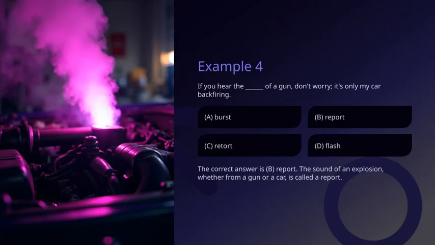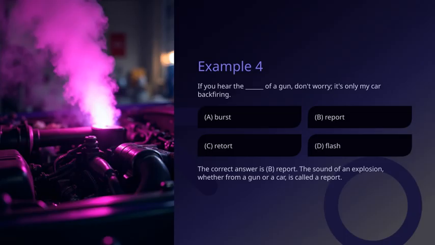In this sentence, we hear the phrase, "If you hear the of a gun." Now, the key word here is report. When we talk about the sound of an explosion, whether it's from a gunshot or even a car backfiring, we refer to it as a report. Notice that the options include burst, retort, report, and flash. The correct choice is report, because it specifically describes the sound of a gun or explosion.